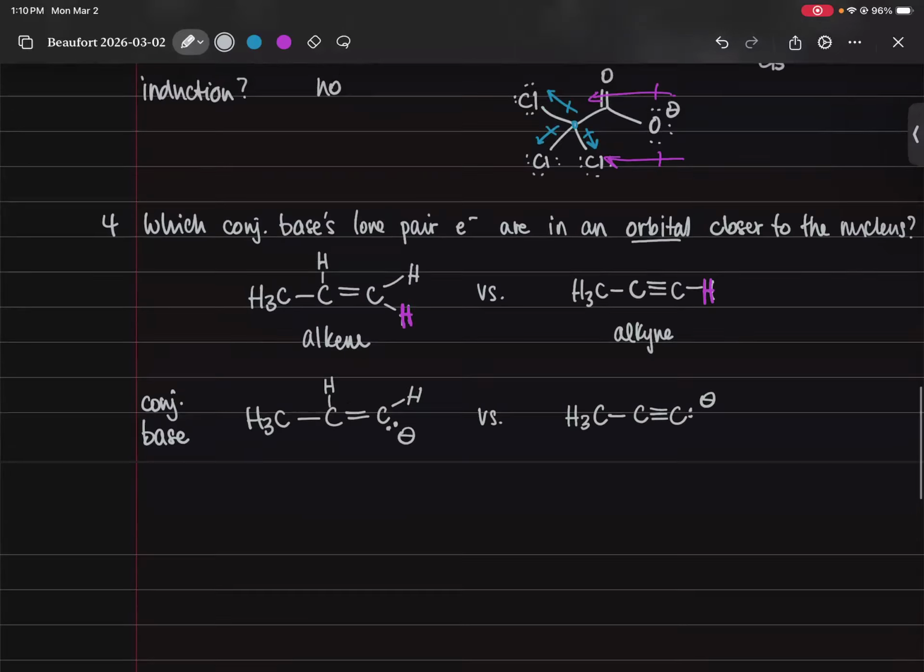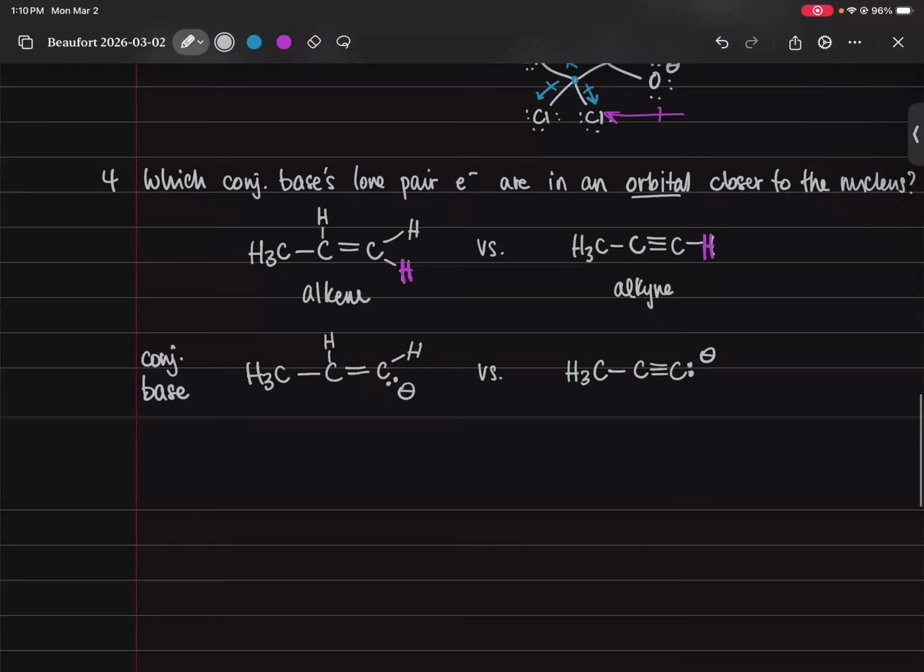All right, so there's our conjugate bases. We're looking for the orbital that the lone pairs are in. And for that, we need to look at the hybridization of the carbon atom. So alkene carbons are sp2 hybridized. Alkyne carbons are just sp hybridized.